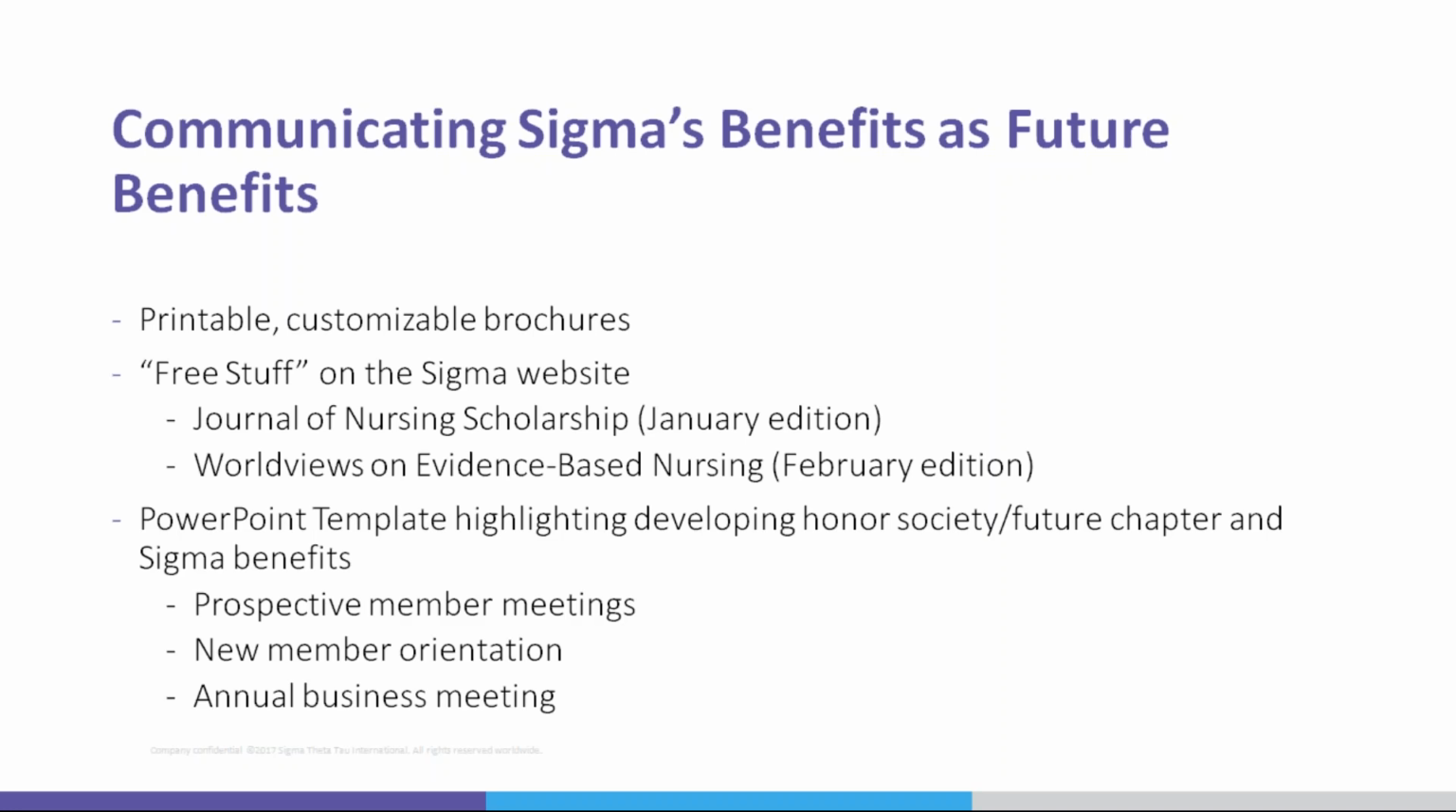We have also created a PowerPoint template available for download on the Additional Resources webpage that the Honor Society can use during prospective member meetings, new member orientation, or annual business meetings. The beginning slides can be used to talk specifically about the Developing Honor Society and its benefits, and then the later slides were created to help the Honor Society leaders communicate the status of the Developing Honor Society, the process to become a chapter, and the member benefits that Sigma members receive, in addition to the benefits provided at the chapter level.